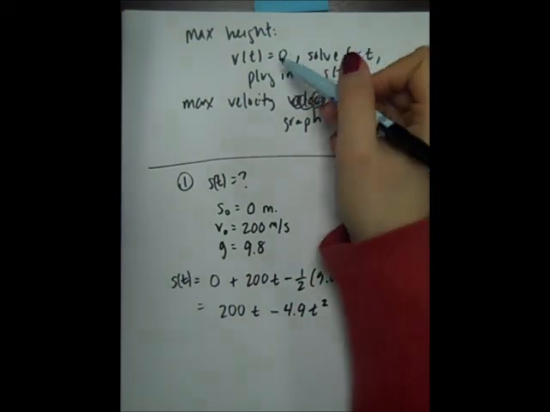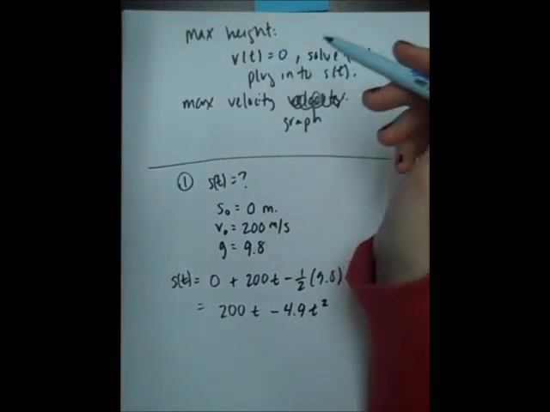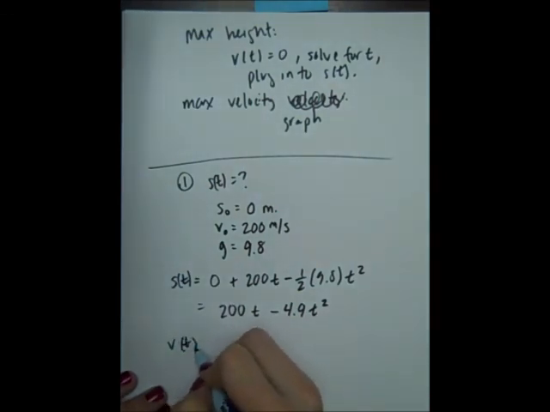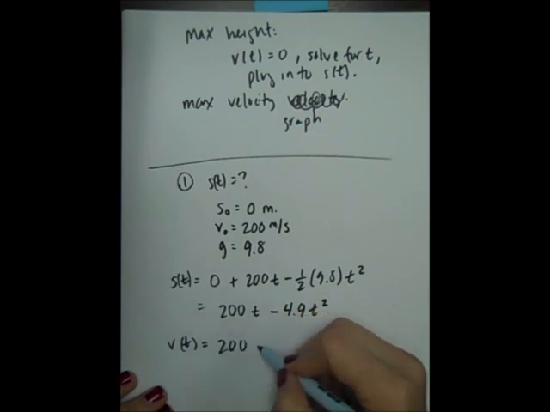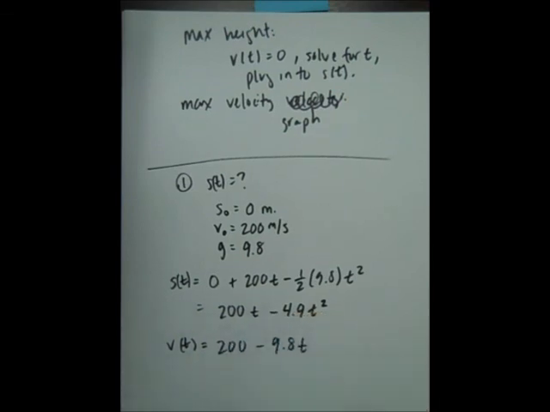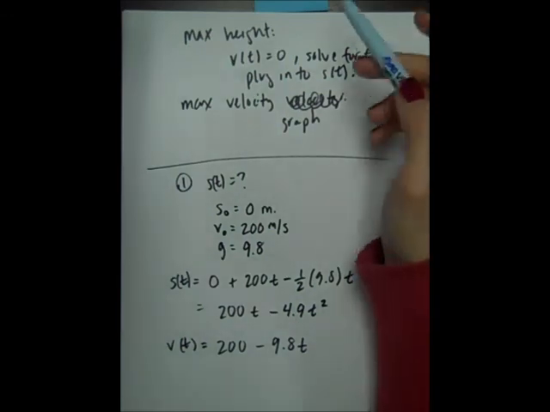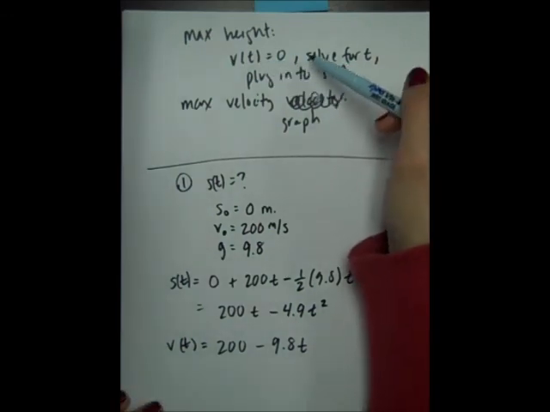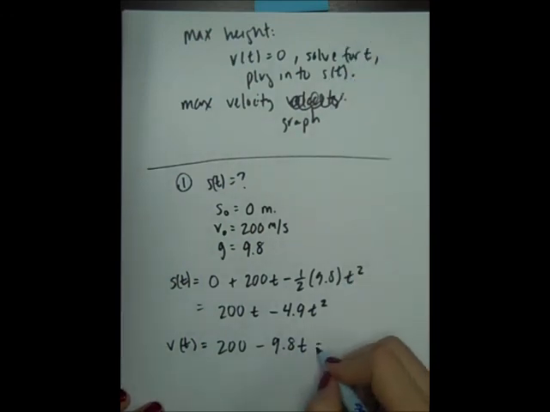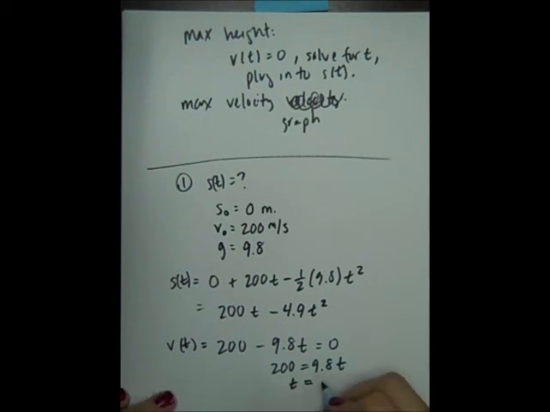Remember, we're trying to find maximum height, and to do that we wanted to find where v of t was 0. So let's find v of t. V of t is going to be the derivative of position, so let's take the derivative, and I get 200 minus 9.8 t. Now go through our steps again. We're trying to solve where is v of t 0, solve for t, and then plug it into s of t. So let's set this equal to 0. 200 is 9.8 t. Let's go ahead and divide: 200 divided by 9.8 is 20.41 seconds.